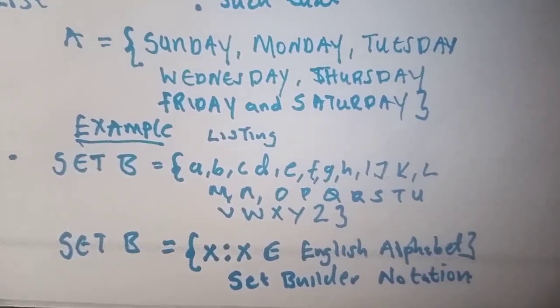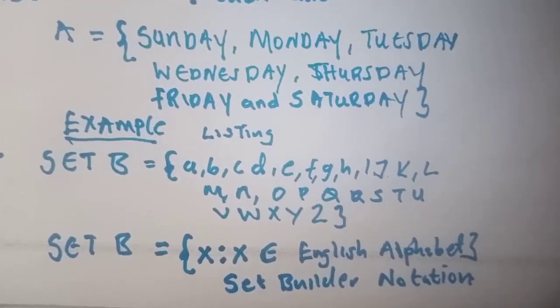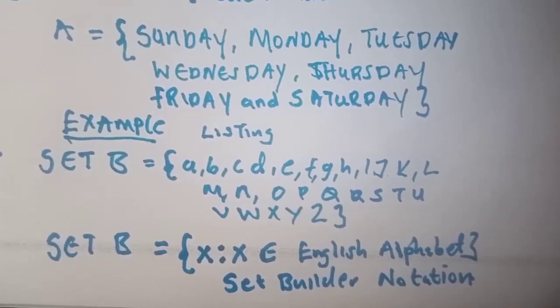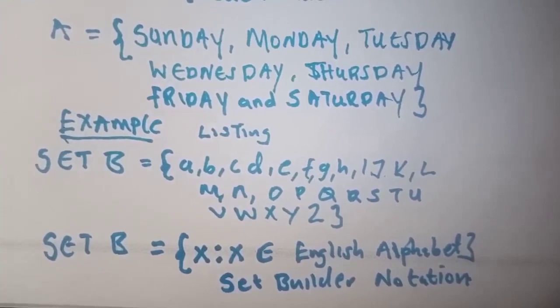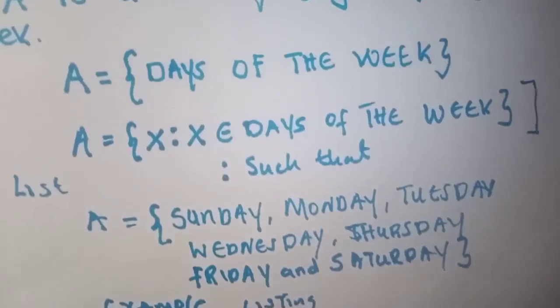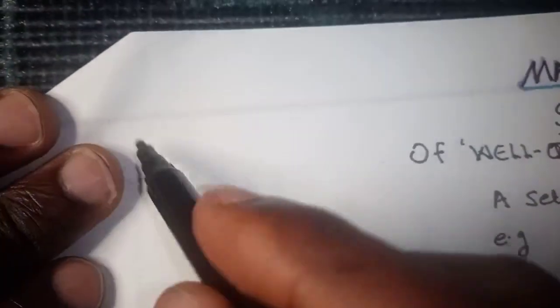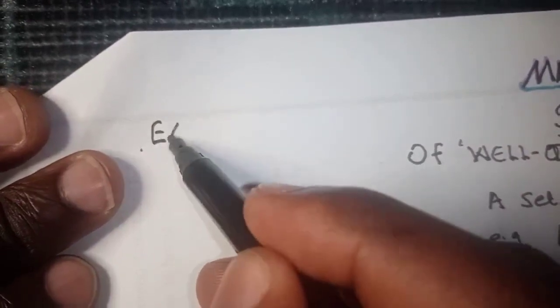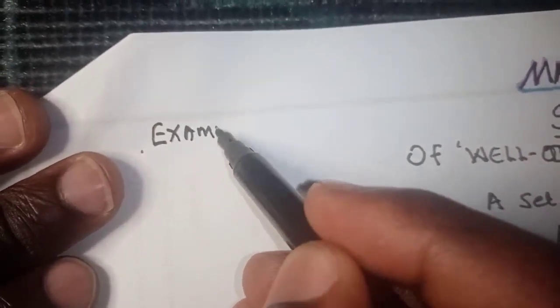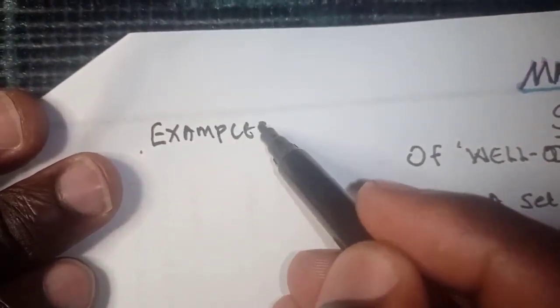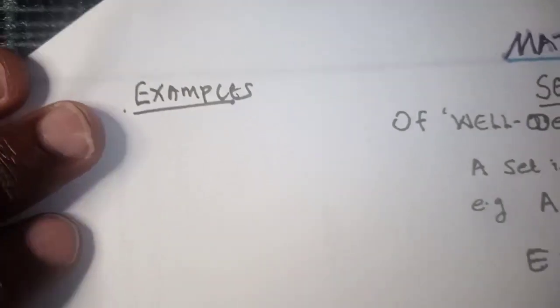So we've looked at two things. Sometimes you would have to list, and sometimes you can just use the set builder notation. Before we go to something else, let's practice some more. Let's have more examples.